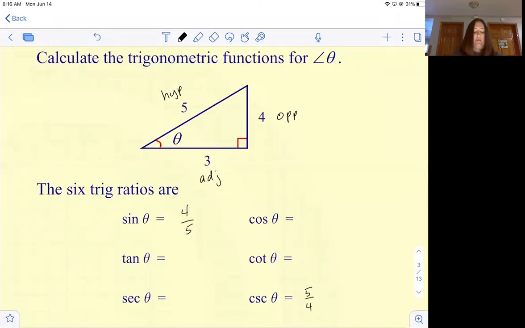If we do cosine, cosine is adjacent over hypotenuse, which is 3/5. And the reciprocal function of cosine is secant, so that would be 5/3. Tangent is opposite over adjacent, so we have 4/3. And the reciprocal of that is our cotangent, which is 3/4. Now, if they gave you two sides and you were missing one, you would just use the Pythagorean theorem to find the missing side.